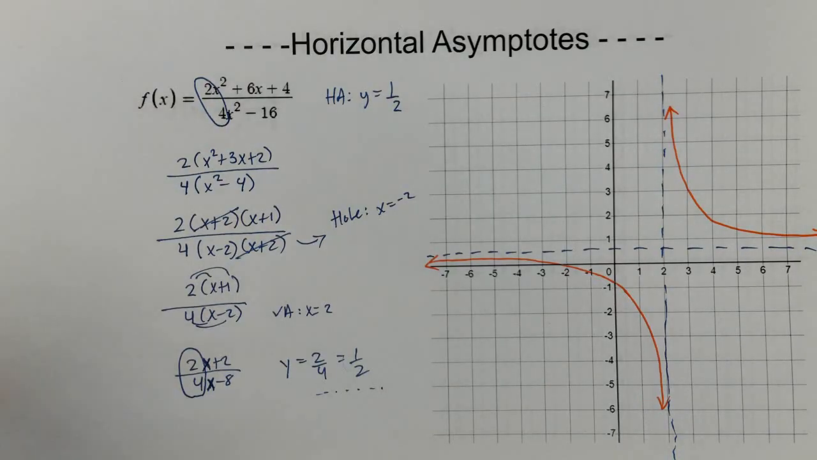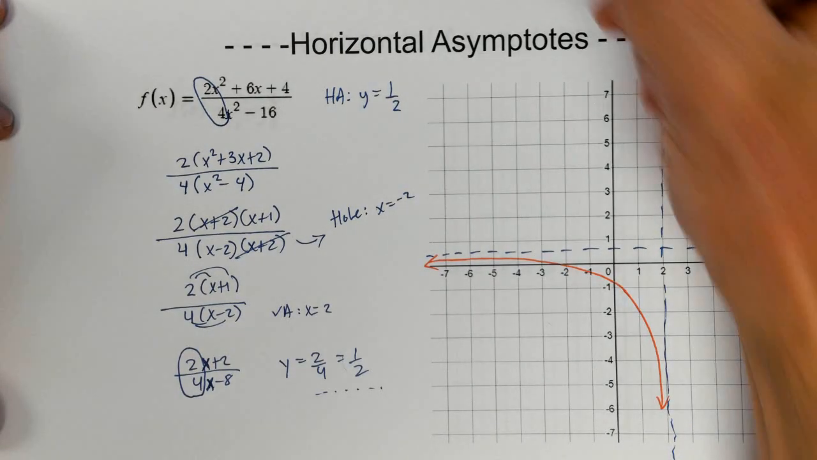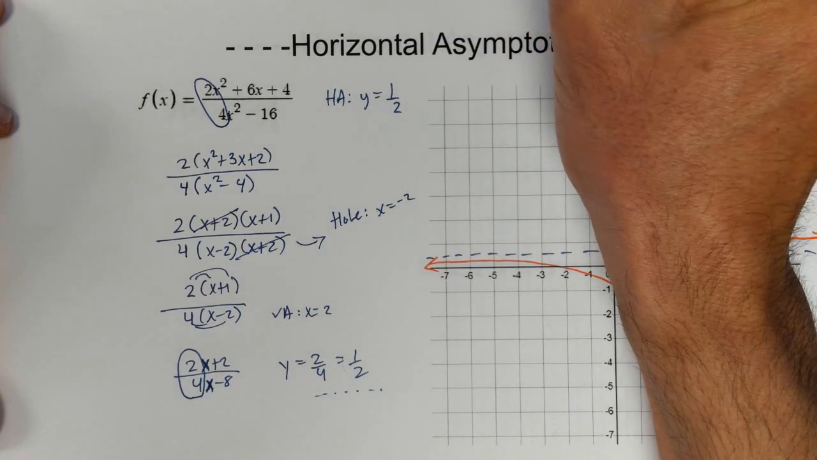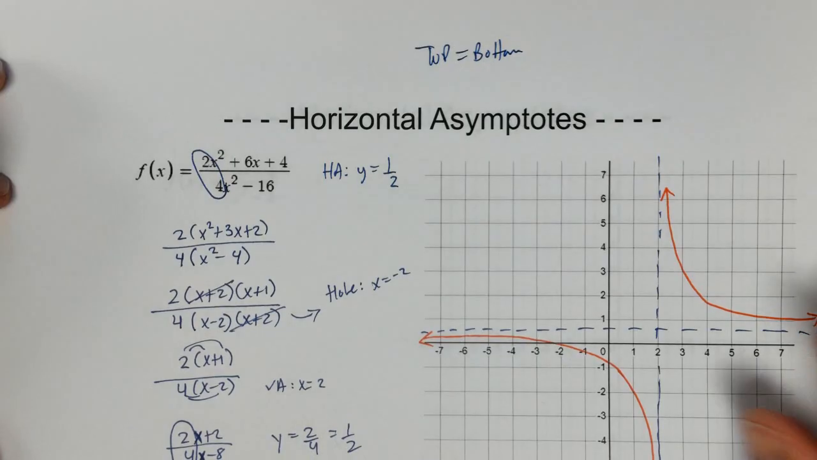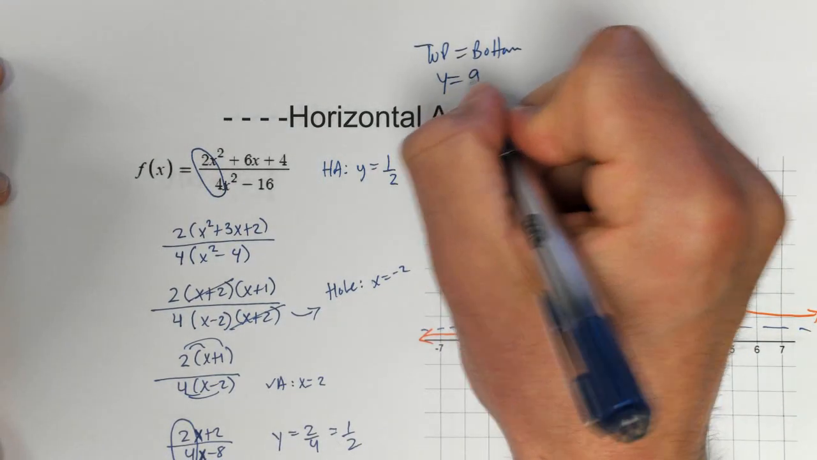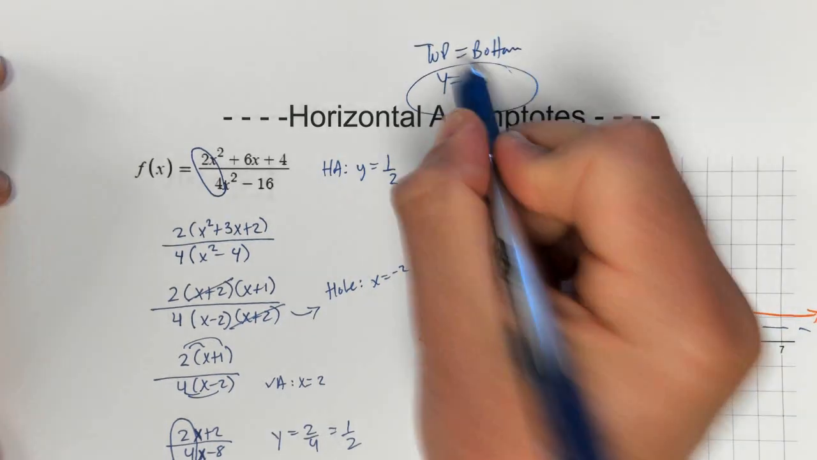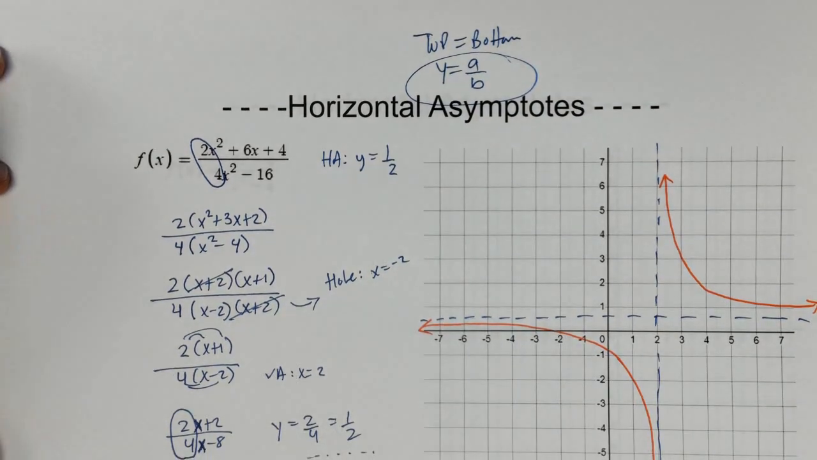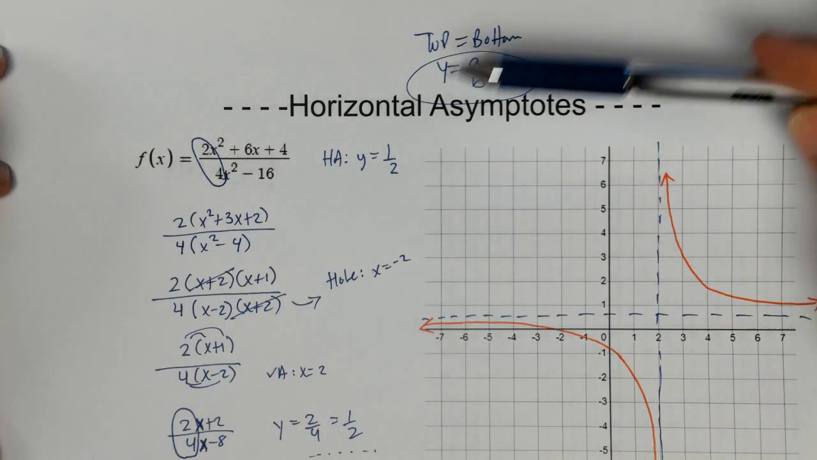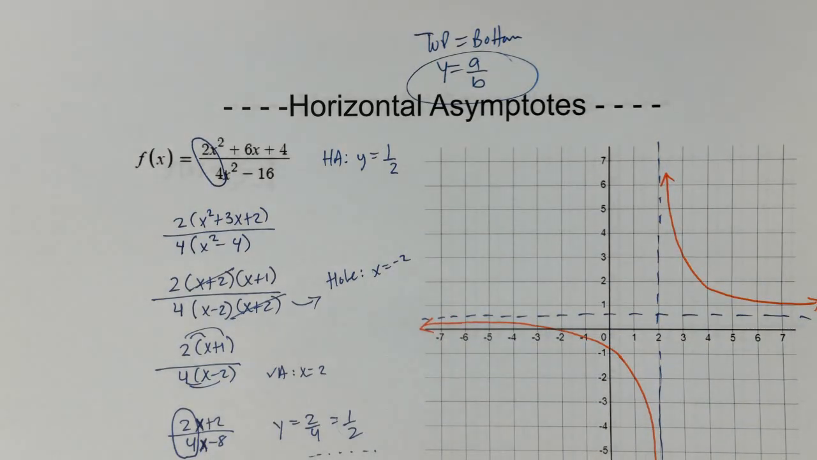So, to recap for this first rule, whenever the top exponent matches the bottom exponent, the highest exponent in the numerator and the denominator, we're going to use the ratio of the coefficients as my horizontal asymptote. So whatever the ratio is, the line can move up, positive to negative. It can move all around. Let's talk about our next rule.